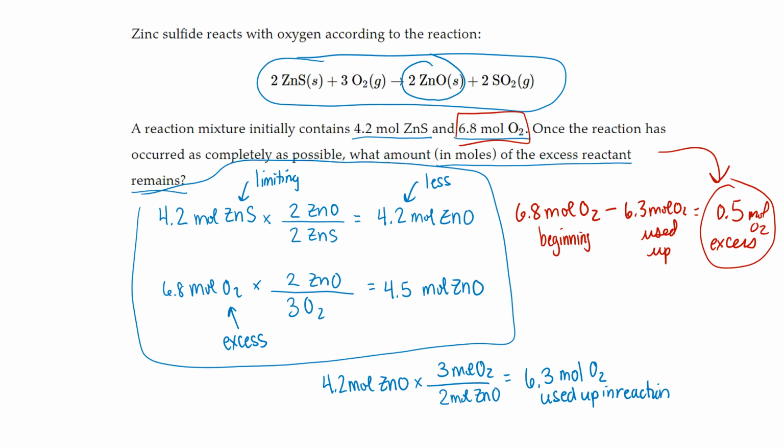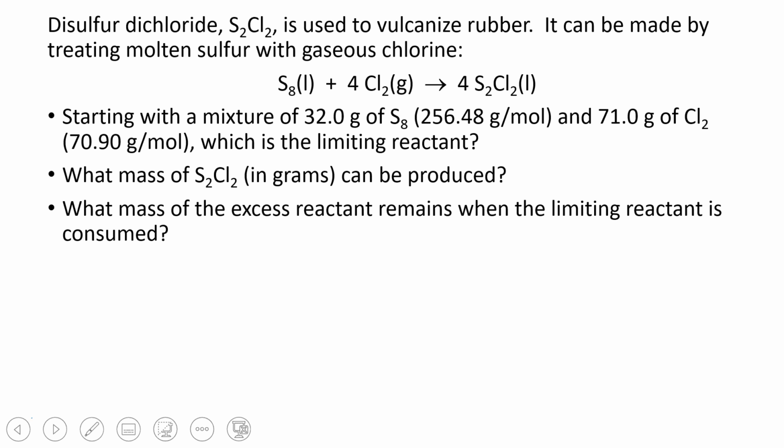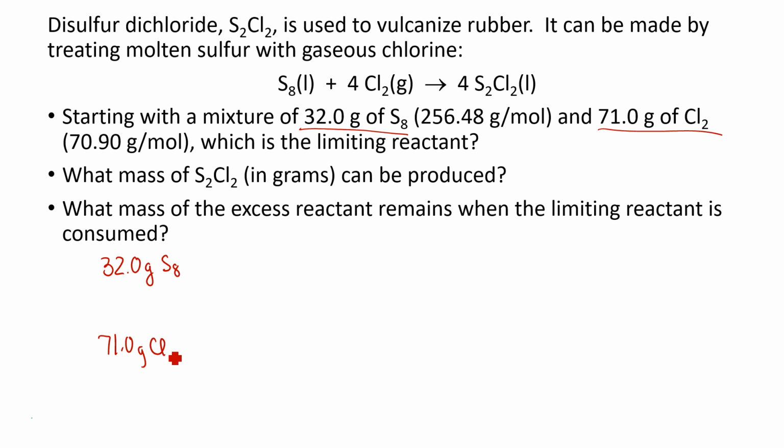All right, let's take a look at one more problem like this. This is a similar idea. It'll take us a little bit longer though, because we're doing grams to grams instead of moles to moles. So we've got a mixture of these two reactants. We've got 32 grams of S8, and we've got 71 grams of Cl2, and you're going to try and figure out how much product S2Cl2 is made.